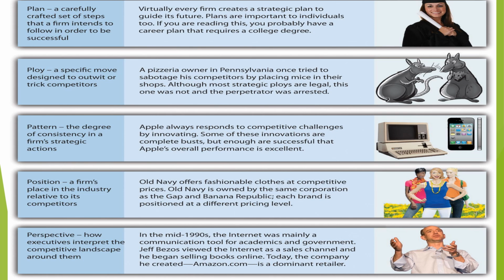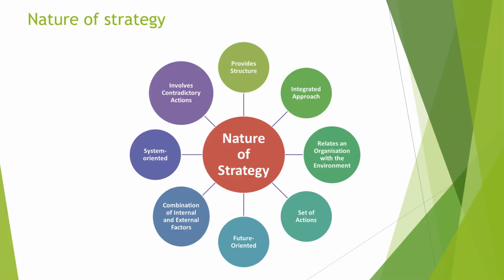Then perspective. Perspective is how executives interpret the competitive landscape around them. Definitely we need to adapt to new technologies and those things so that we can get a better upliftment in the business strategy. So these are the 5 things we need to focus on: plan, ploy, pattern, position, and perspective.